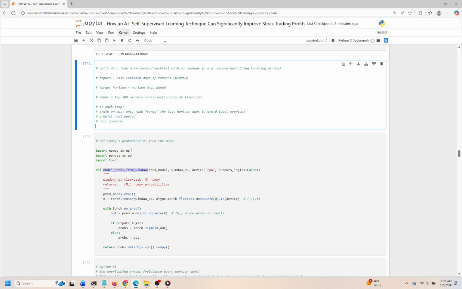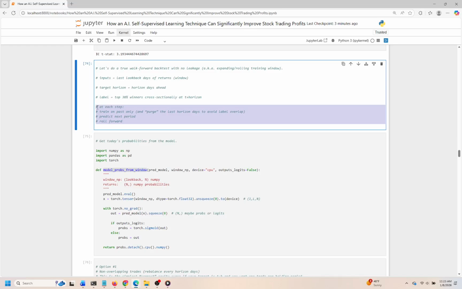As we step through the process, we first train our model using only the data from the past, ensuring we make accurate predictions without any contamination from future data. An important aspect of this methodology is the requirement to purge the last horizon days from our training set to completely avoid any overlap in labels. This is where the concept of leakage comes into play.